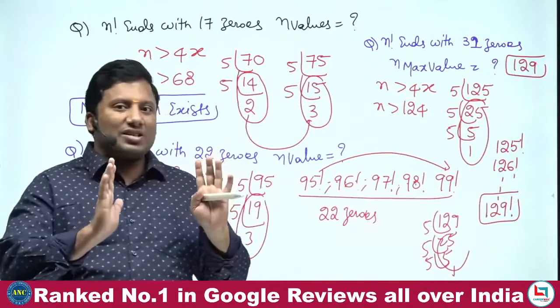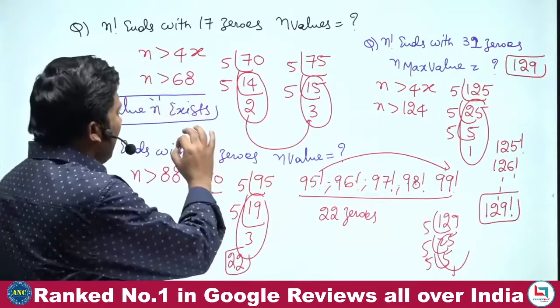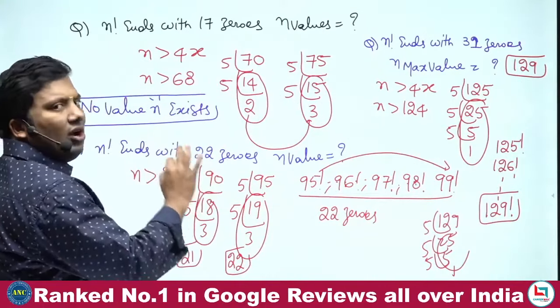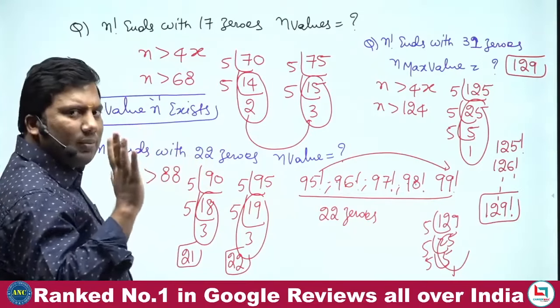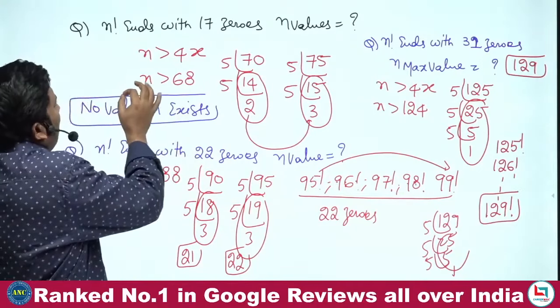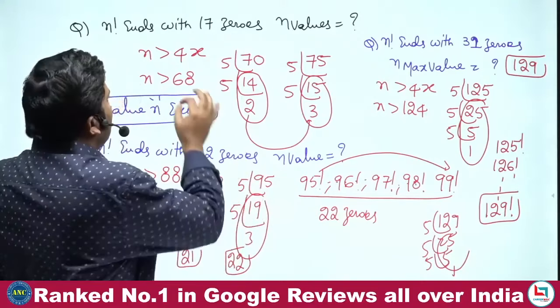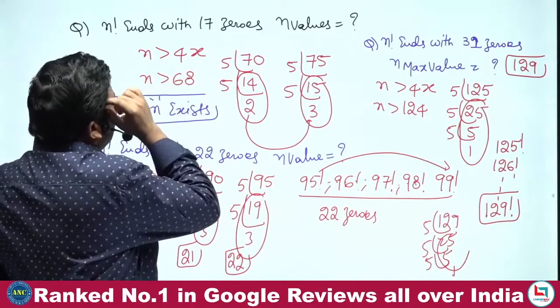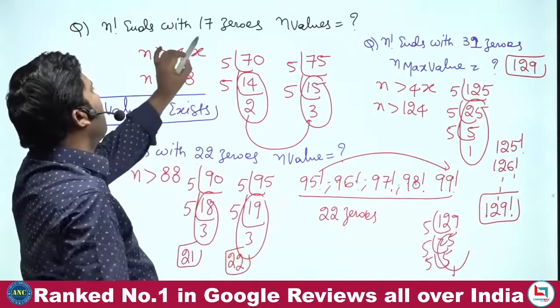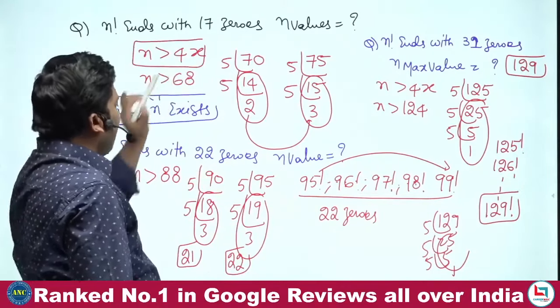I hope this concept is clear, right? It is a very, very easy way to understand the relationship between factorial and the number of zeros at the end. N factorial ends with x zeros. The relationship is n is greater than 4x.